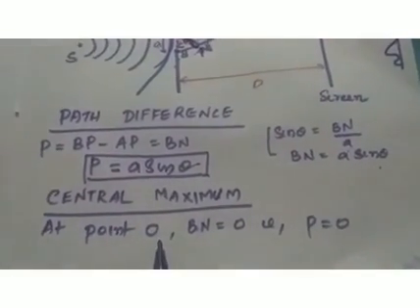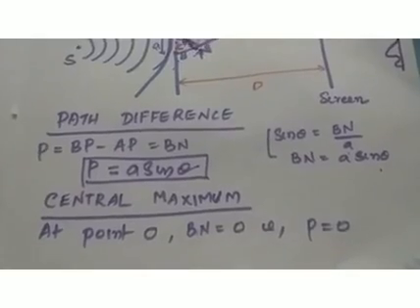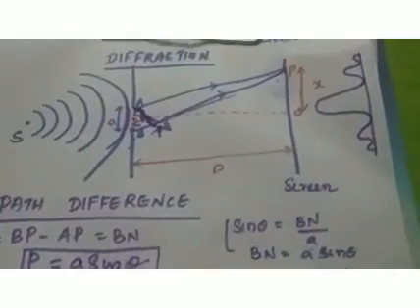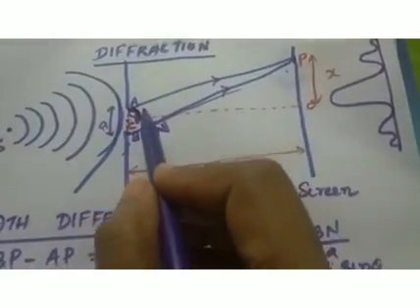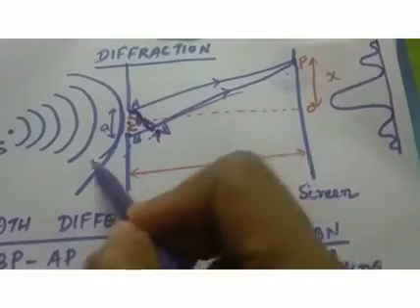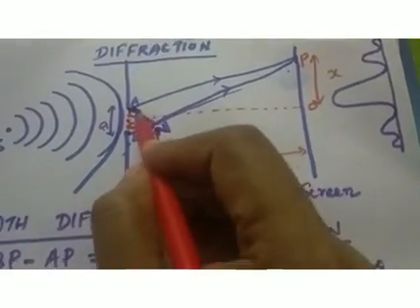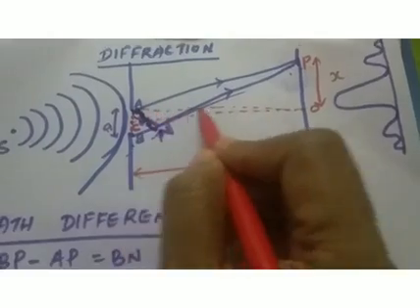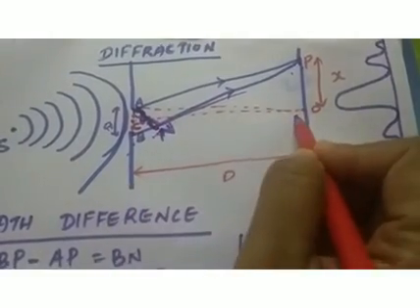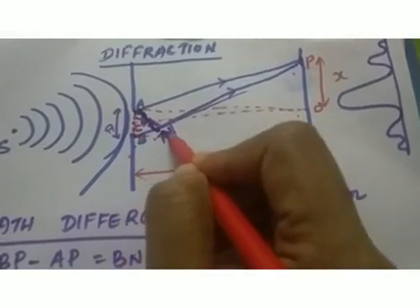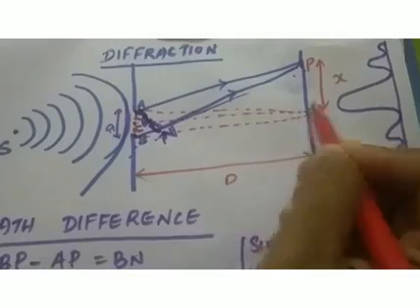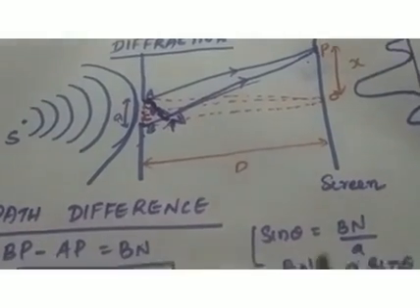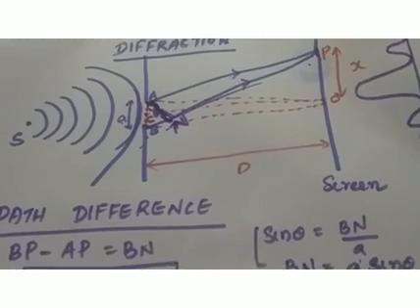Okay, now we can explain the central maximum. Central maximum is obtained at the point O on the screen. So what is the peculiarity of this point? See, if we consider the waves traveling from A and B towards the point O. So the waves travel from A to O. This is the path traveled by the waves coming from A. And here the waves travel from B to the point O. And if you consider the paths AO and BO, you can see both are equal. So path difference is 0 here.